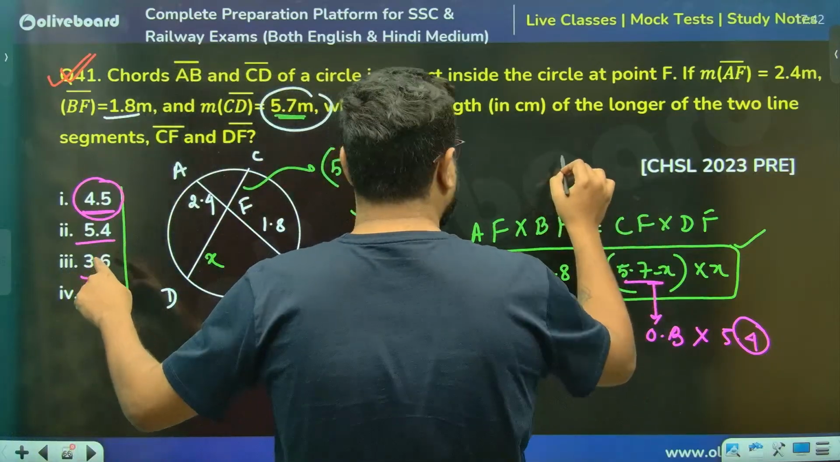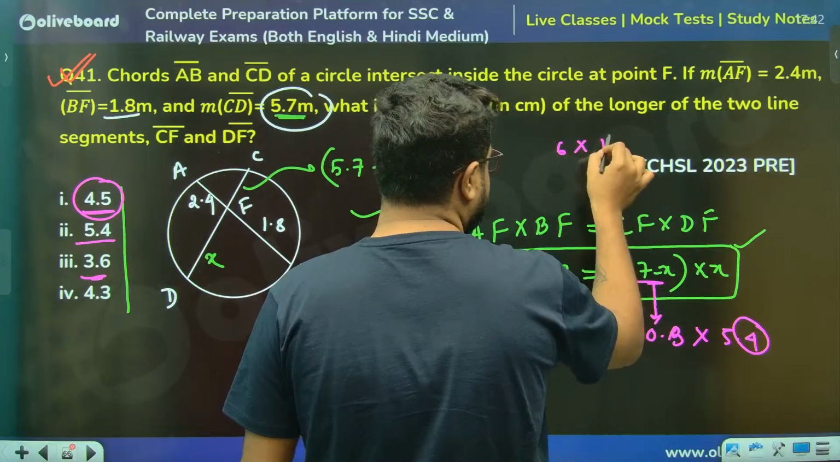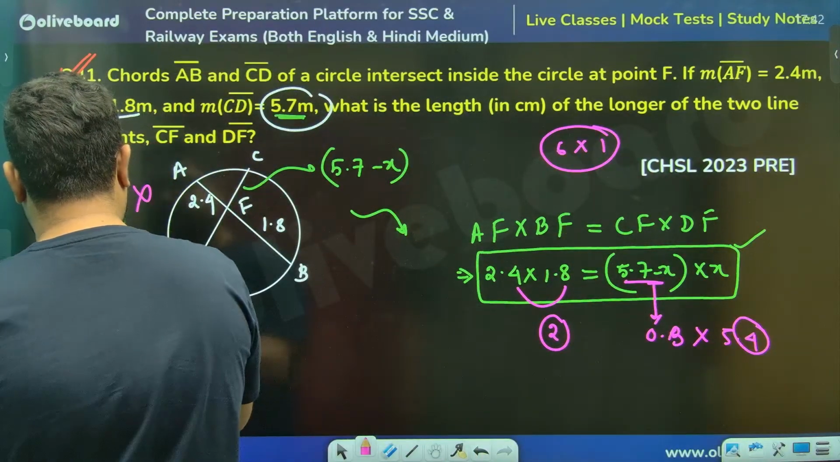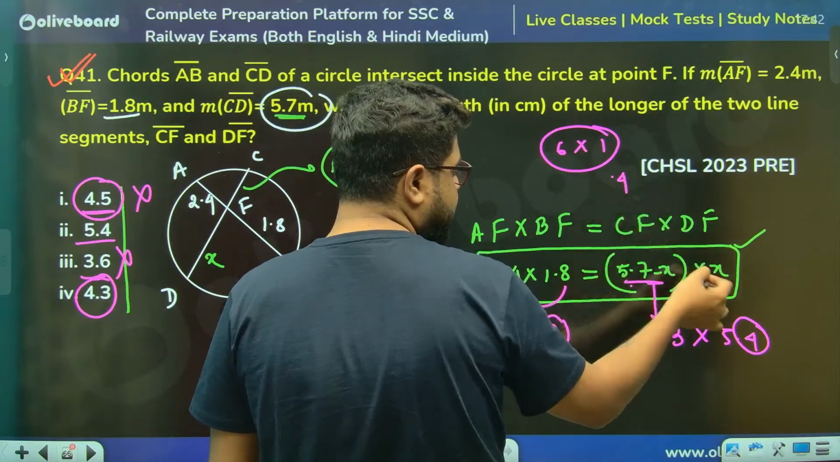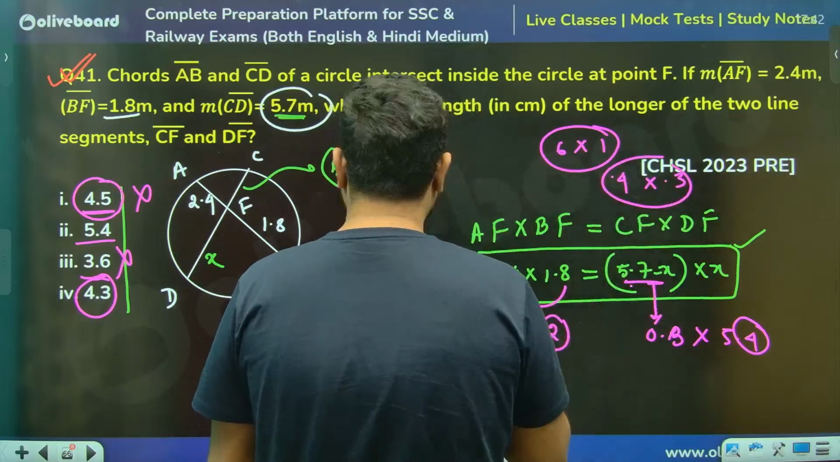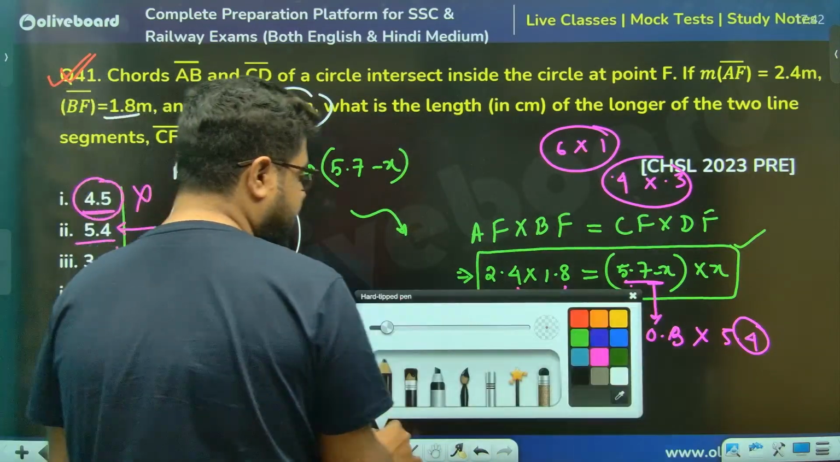So it is 6 into 5.77 minus 6, which is 1. So it will end in 6. Cannot be the answer, sir. If you take 0.3, it will be 0.4 into 0.3. Acha, this also can be the answer. So we must check for these two, sir.